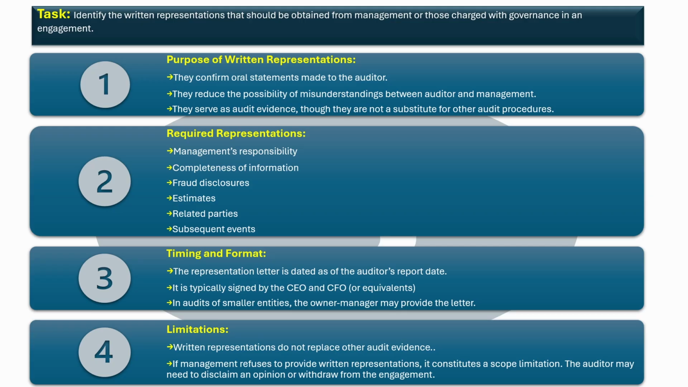At the end, management must sign a letter saying, "Yes, this is our work. We followed the right rules. We gave you everything you needed. We take responsibility." Without that signature, the project isn't officially complete. On exam day, remember, management signs for responsibility, completeness, fraud, estimates, related parties, and subsequent events. The auditor never accepts substitutes like board minutes or casual statements.